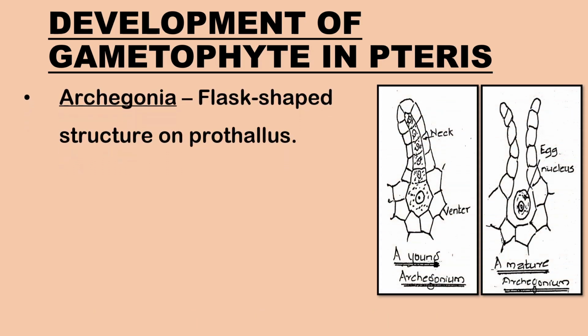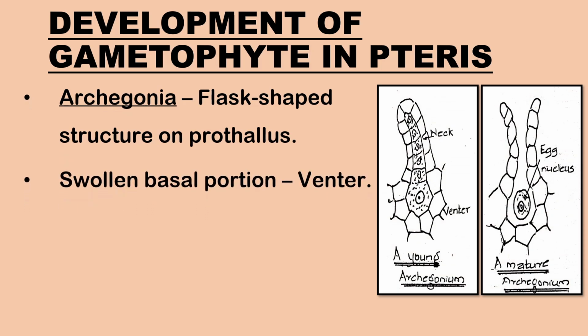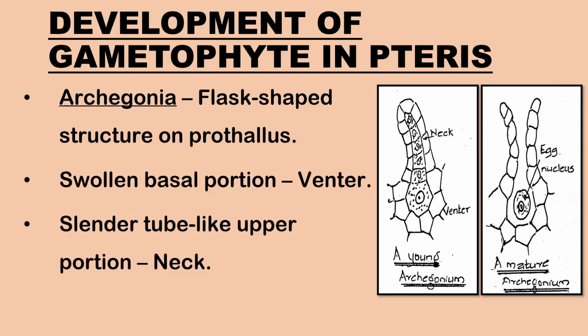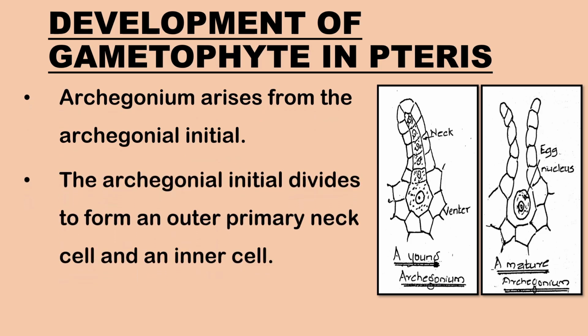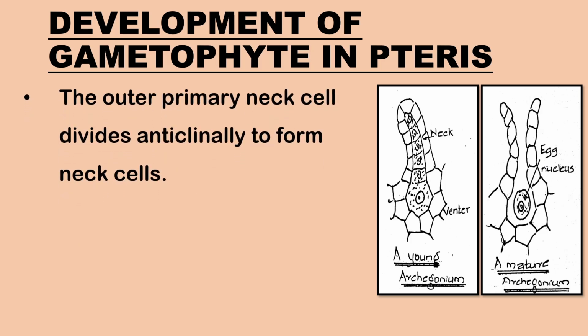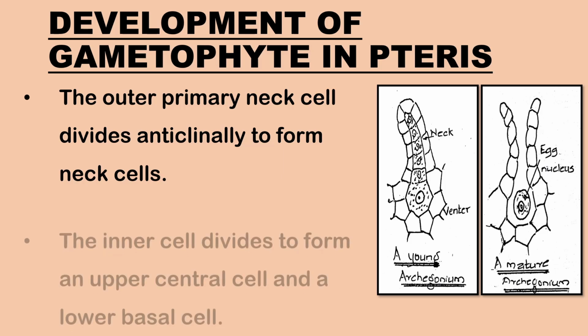The archegonium is a flask-shaped structure on the prothallus. The swollen basal portion is known as the venter and the slender tube-like upper portion as the neck. The archegonium arises from the archegonial initial. The archegonial initial divides to form an outer primary neck cell and an inner cell. The outer primary neck cell divides anticlinally to form neck cells.